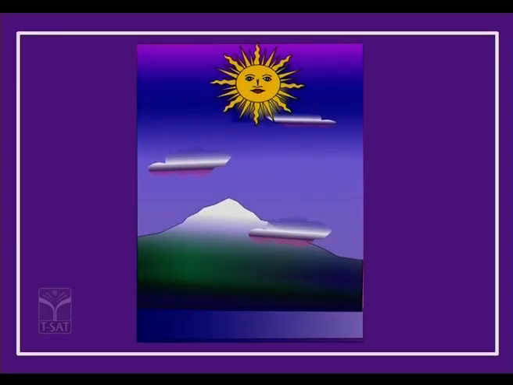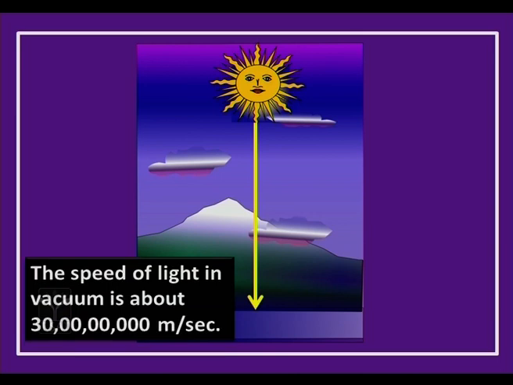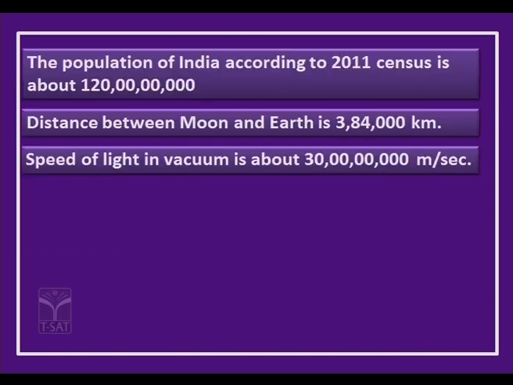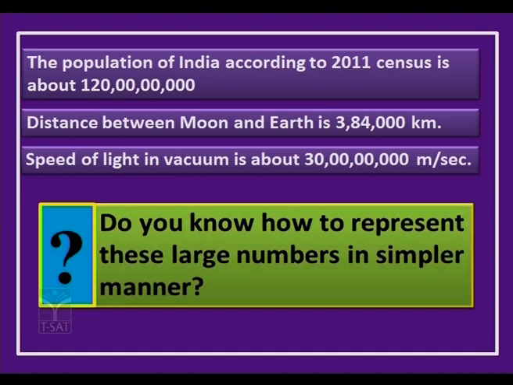Now take a look at the sun shining brightly, and the sun rays reach our earth in a certain time. Do you know what is the speed of these light rays? Yes, the speed of light in vacuum is about 30 crore meters per second. Such a huge number, right children? Children, let us summarize what we have seen. Do you know how to represent these large numbers in a simpler manner?